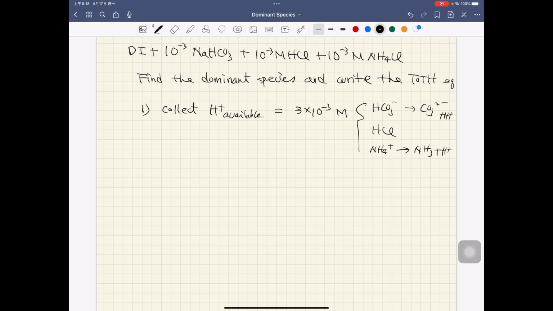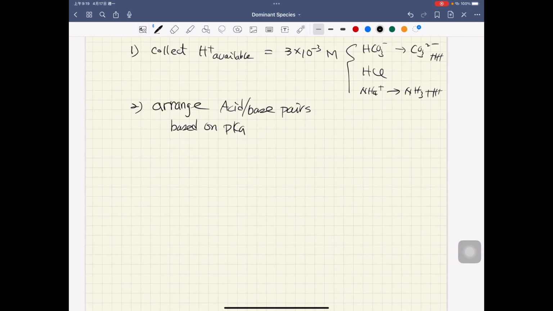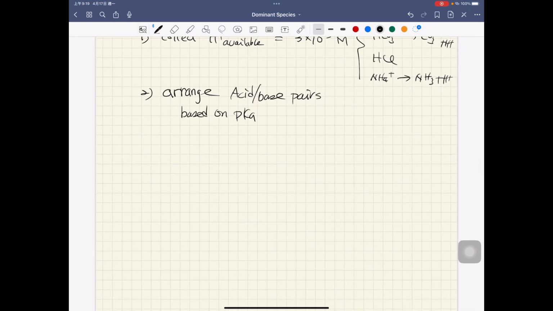So the second step is to arrange acid and base pairs based on pKa, okay? So that's what I'm going to do now, based on pKa. So now I'm going to write like this.